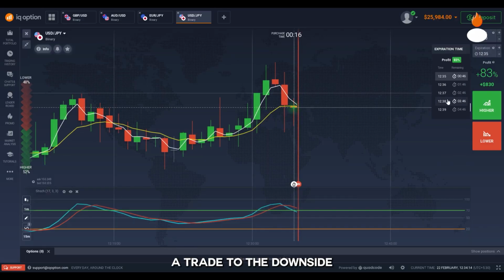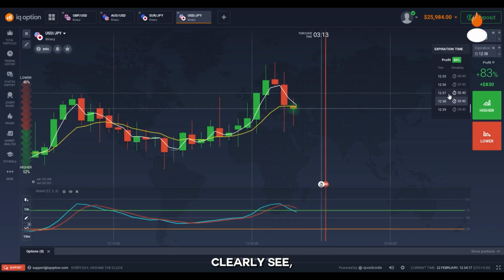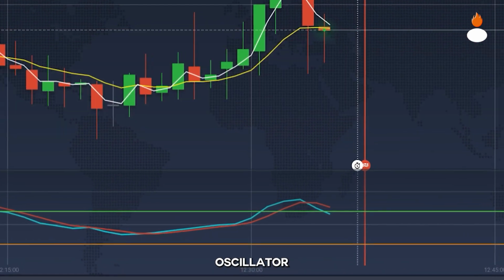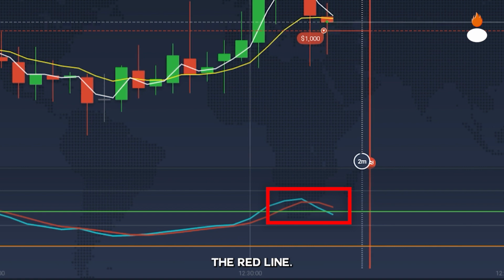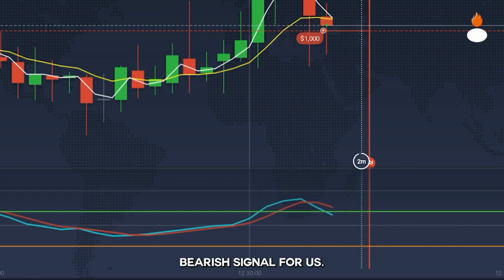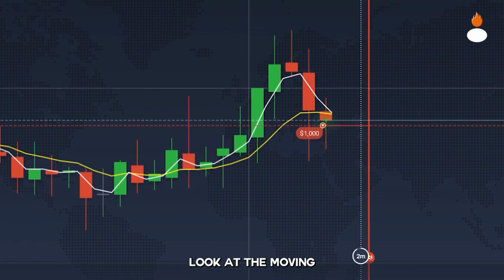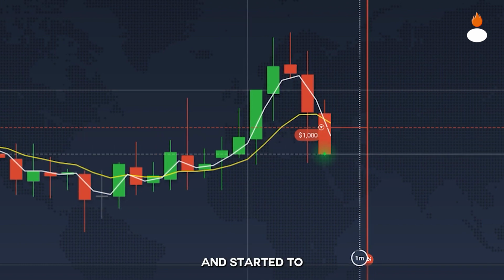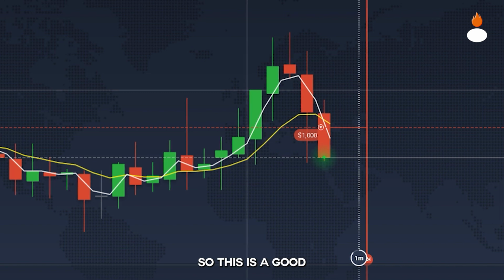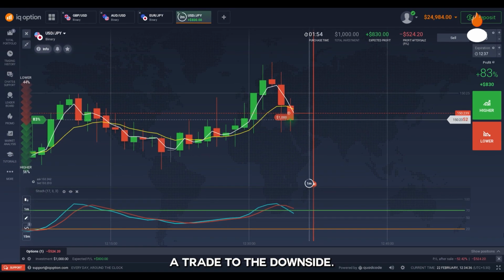Here I am opening a trade to the downside because, as you can clearly see, the stochastic oscillator crossed their lines above the 70 level and the blue line is moving below the red line. So that's a bearish signal for us. And also, look at the moving average lines. The white line has crossed the yellow line and started to go downside. So this is a good entry point for opening a trade to the downside.